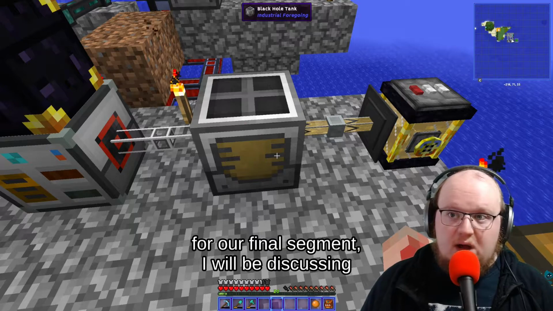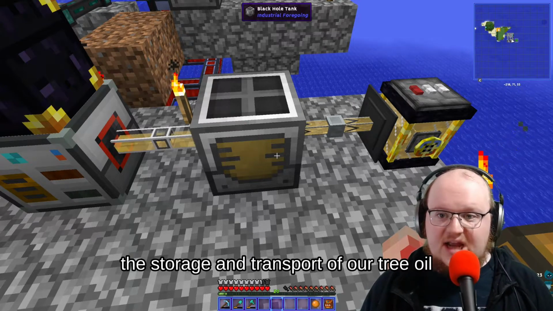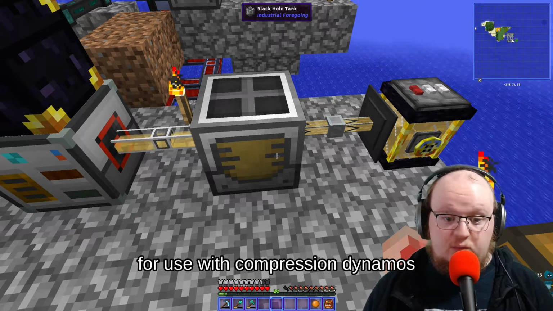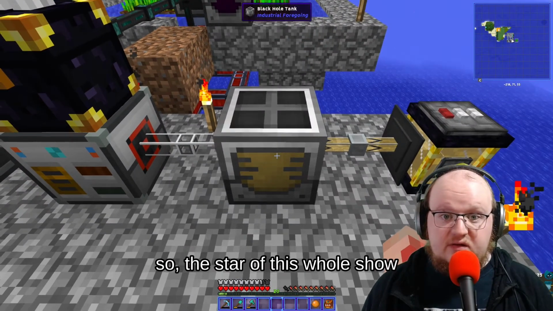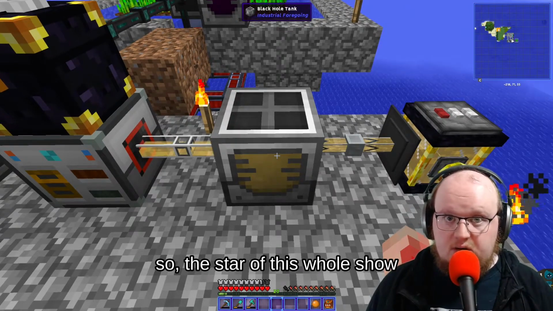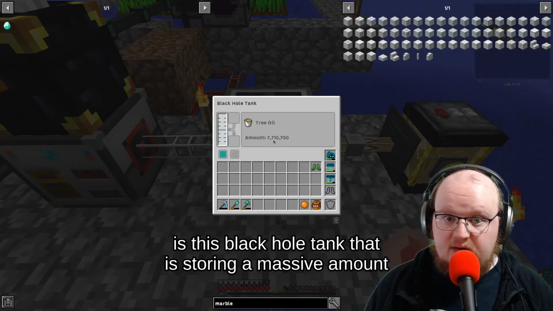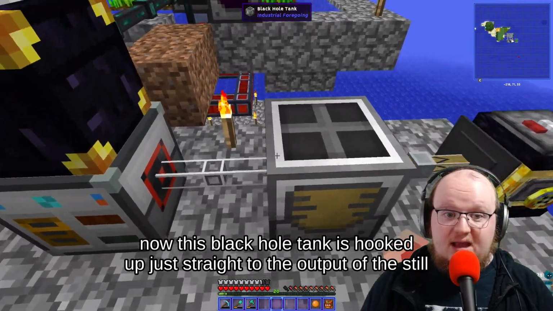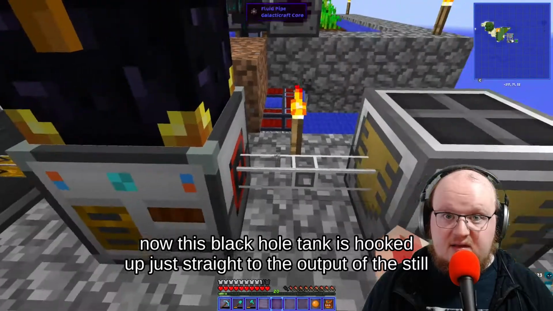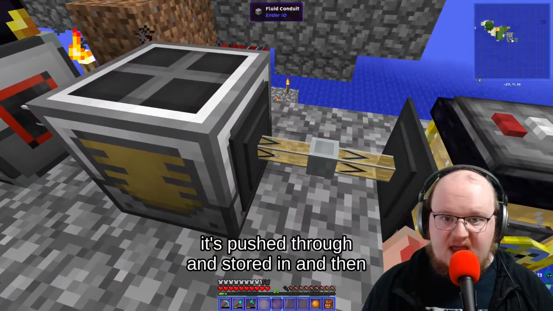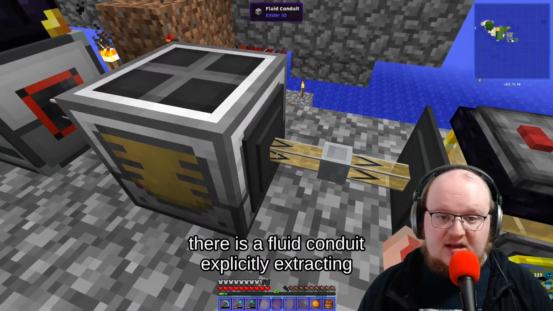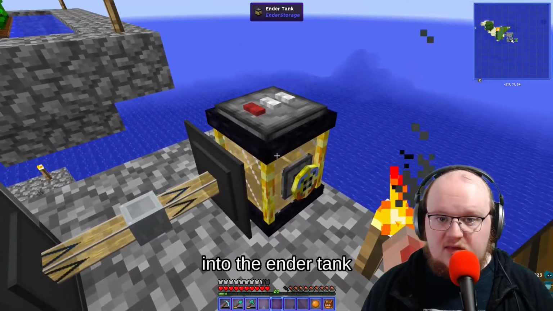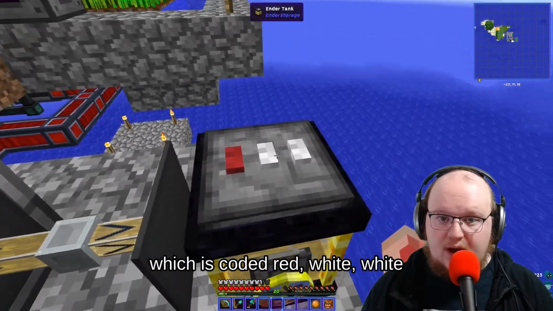For our final segment, I will be discussing the storage and transport of our tree oil for use with compression dynamos. So the star of this whole show is this black hole tank that is storing a massive amount of tree oil. Now this black hole tank is hooked up just straight to the output of the still. It's pushed through and stored in, and then there is a fluid conduit explicitly extracting the tree oil out of it into the ender tank, which is coded red, white, white.